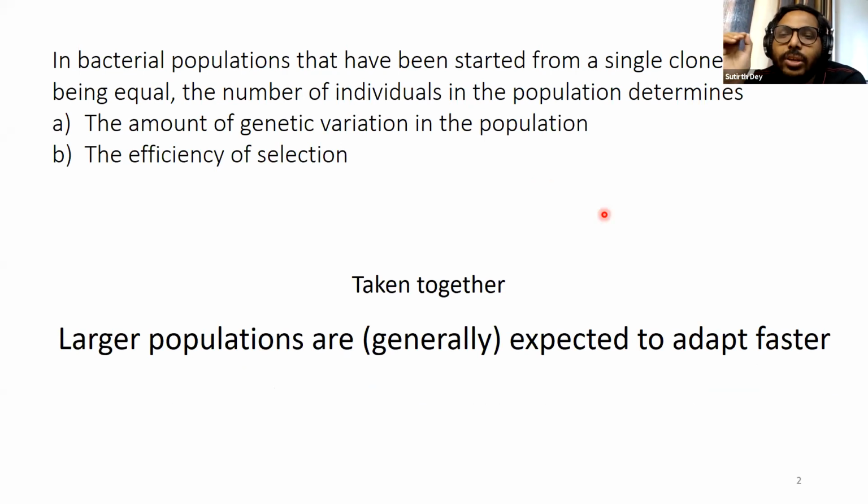It determines how much genetic variation there is in the population, because in such populations the variation comes from the mutations, and the more the number of individuals, the more the mutations. And it also depends on the efficiency with which selection is working across those mutations. The efficiency of selection is also known to go up as population size increases. So there is a slight push and pull between these two factors, but it's more or less accepted, and people have shown with several experiments, that large populations, all else being equal, tend to adapt faster.